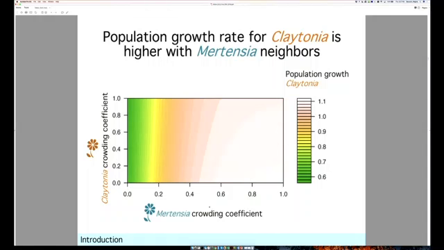In one of my first years of fieldwork, I collected demographic data, and I found that these two species actually show some signs of facilitation with one another. So I ran an integral projection model, and I've plotted population growth rate in Claytonia as a function of Claytonia crowding coefficient, so a conspecific crowding coefficient, and Mertensia crowding coefficient. I found that under higher levels of Mertensia crowding, we're seeing higher population growth rates. So this got me thinking: are these species facilitating one another for pollinators or for soil and light resources?